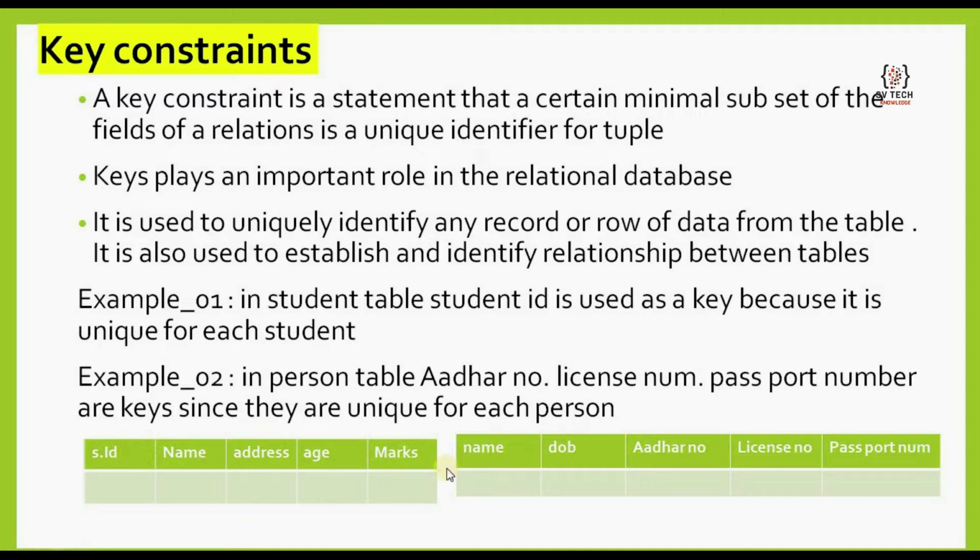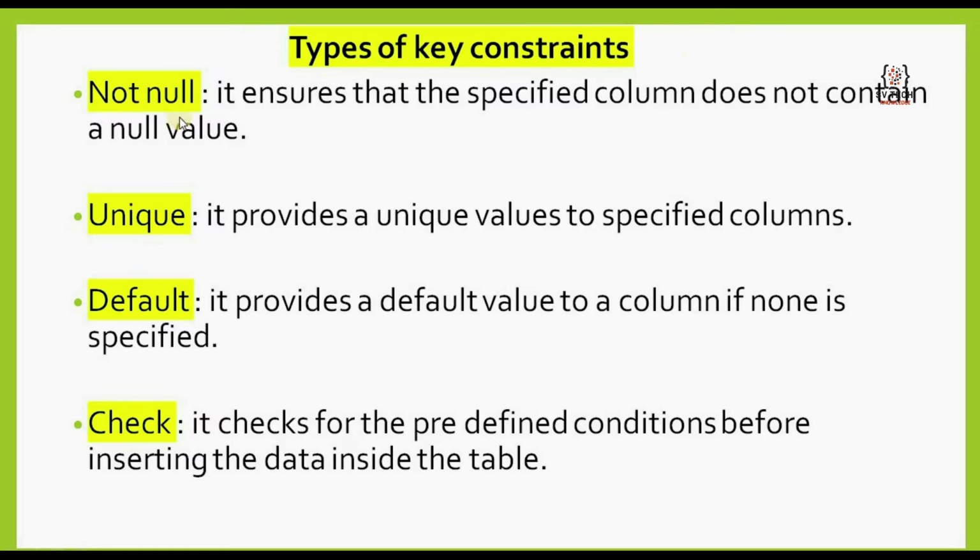Here we can take a table like this: student ID, name, address, age, marks. These are the attributes of the student table. Student ID is a unique key, called a key attribute or key constraint. Types of key constraints. Not null: it ensures that the specified column does not contain a null value. Unique: it provides a unique value to specified columns. Default: it provides a default value to a column if none is specified. Check: it checks for the predefined conditions before inserting the data inside the table.